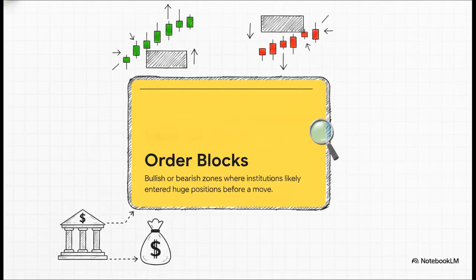Similarly, we look for order blocks. These are specific zones where institutions are believed to have entered their significant positions right before a major price move. It's like pinpointing the exact neighborhood where a massive bank decided to set up shop and inject capital. When price eventually comes back to that neighborhood, we want to pay very close attention because those institutions are highly likely to defend their initial positions.